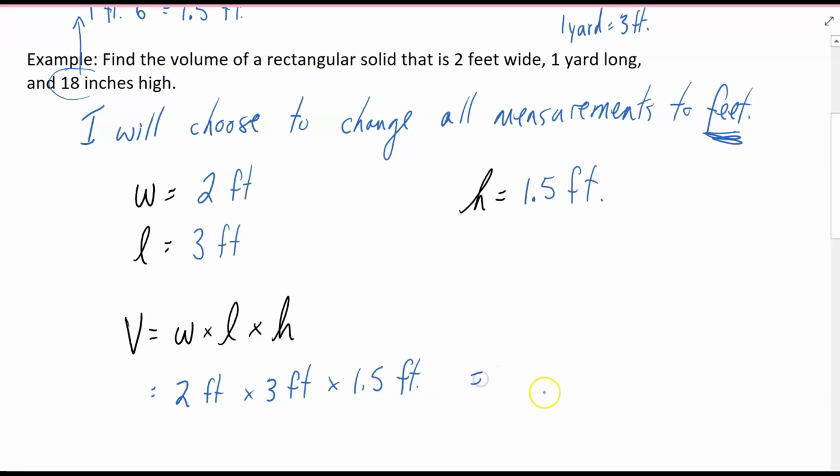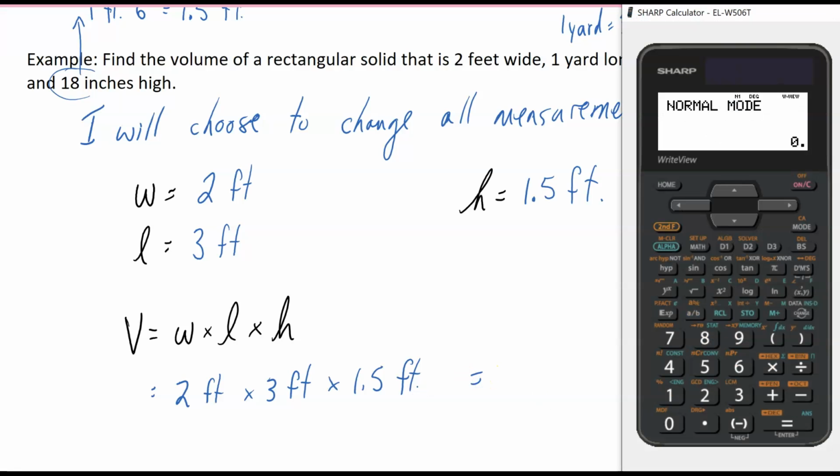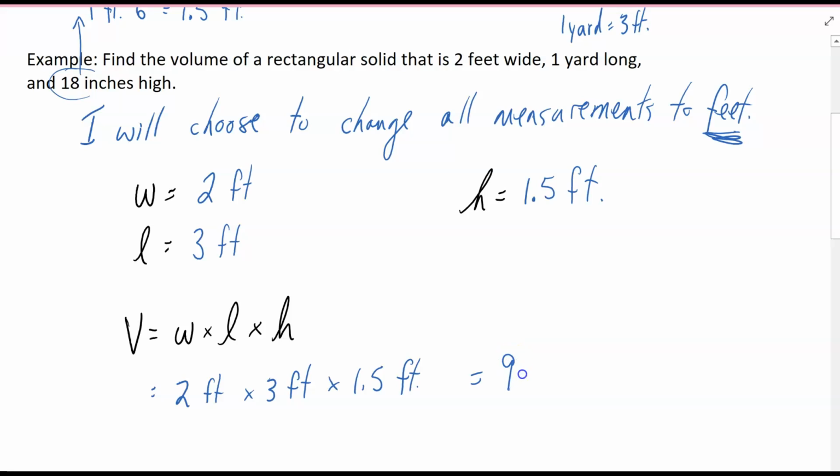And the answer, let's see, I've got a calculator here. So we will multiply 2 times 3 times 1.5, and we end up with 9 as the result. So 9 cubic feet.